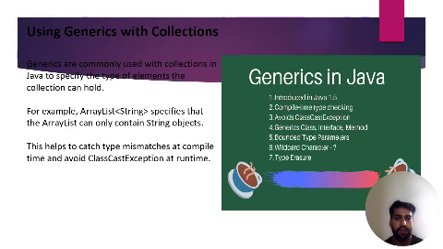Using generics with collections. Generics are commonly used with collections in Java to specify the type of elements the collection can hold. For example, ArrayList<String> specifies that the ArrayList can only contain String objects. This helps to catch type mismatches at compile time and avoid ClassCastException at runtime.